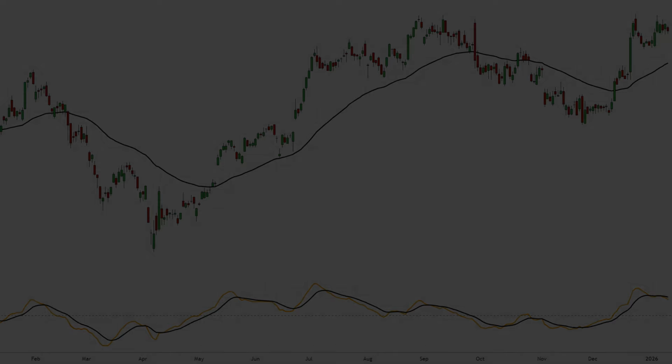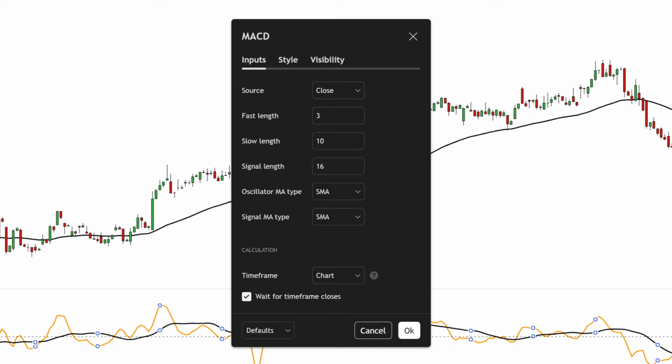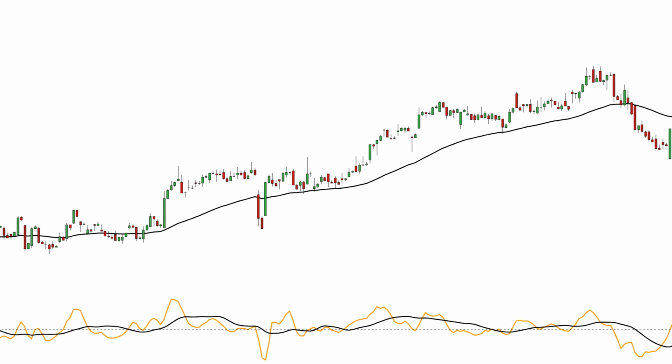And here's the complete system. So we're going to use the MACD with faster settings, 3, 10, 16, and we're going to set them all to an SMA. And we are going to combine that with the 50 EMA as our bounce zone. Instead of chasing these big extended moves, we're going to catch the pullback, and then we're going to ride the next move.